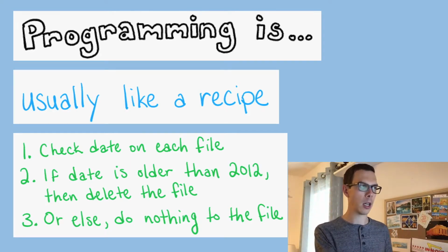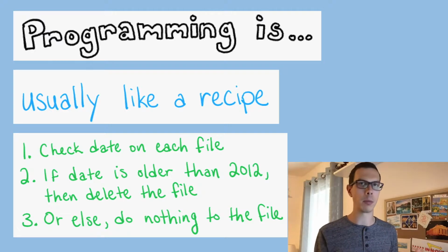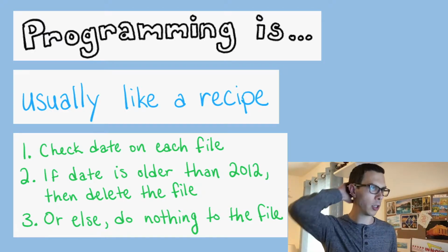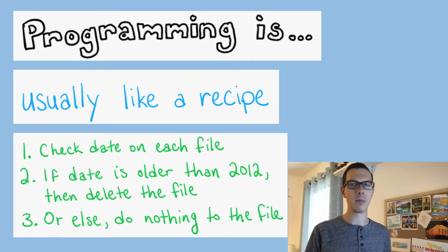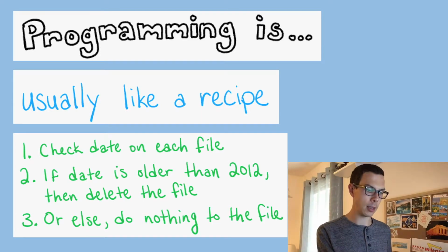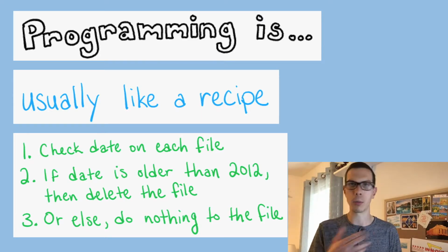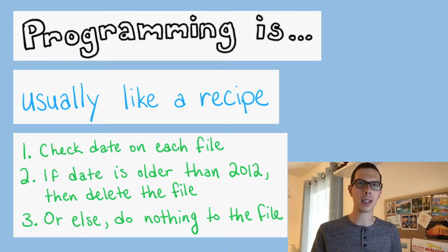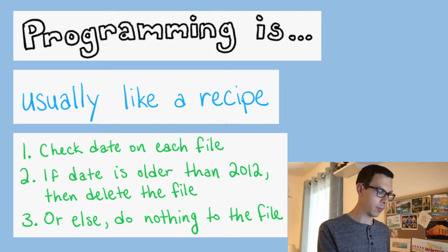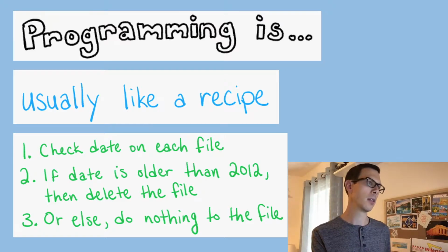When you're writing code, it's usually like a recipe, so there are steps. Let's say, like in this example here, you want to delete a number of files, all of them, if they're older than 2012. So you would put in steps to the computer. First of all, computer, check the date on this file. If the file is older than 2012 based on its date, then delete the file. If it's not, then do nothing. So that's what coding is more like.